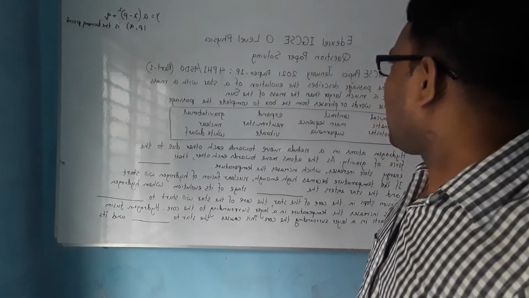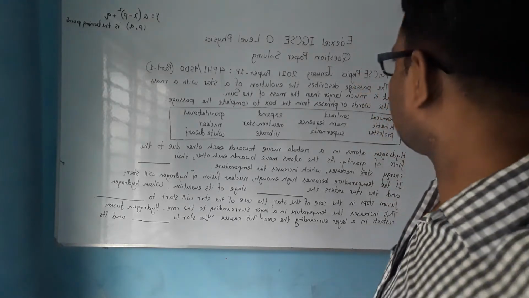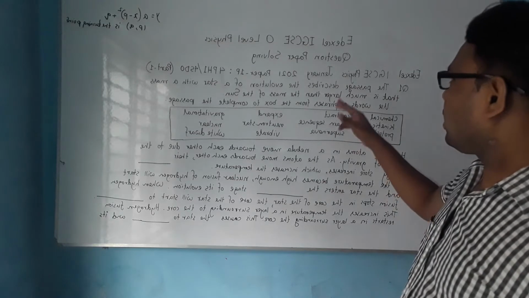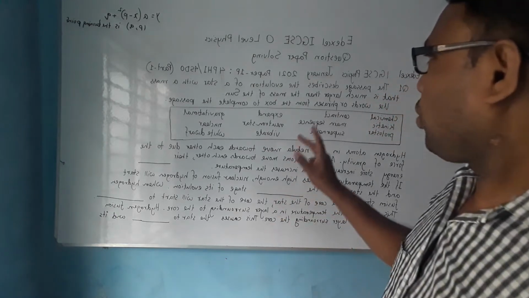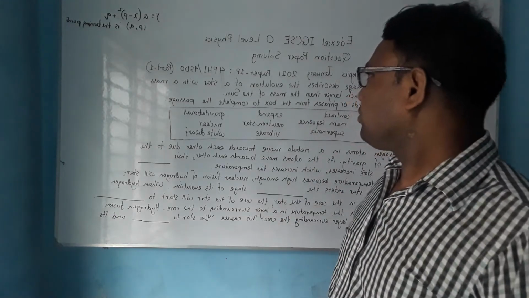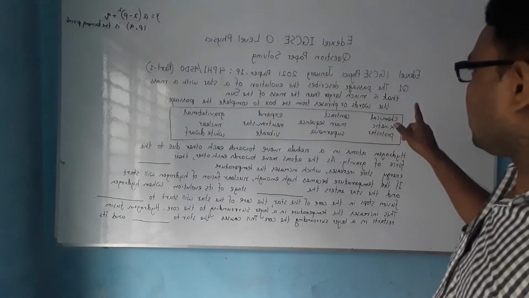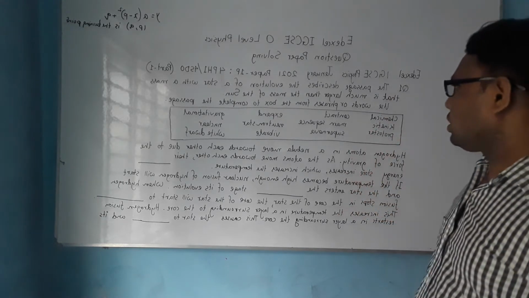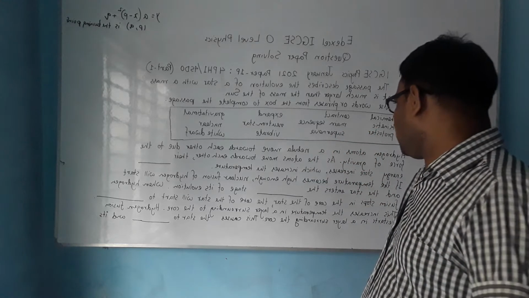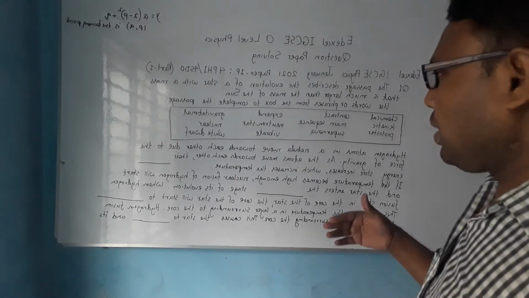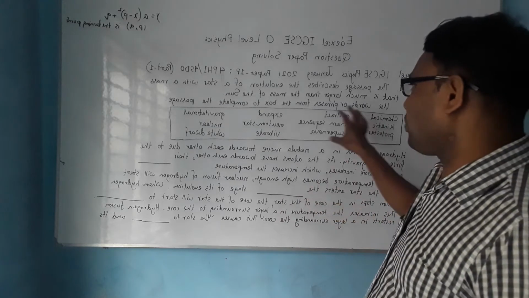Today I'm gonna solve Edexcel IGCSE O-level physics question papers. So this is January 2021 physics question paper 1. Question number 1, as we can see on the board. This is the question regarding cosmology, and we have to fill in the blanks taking the words from the box given here.